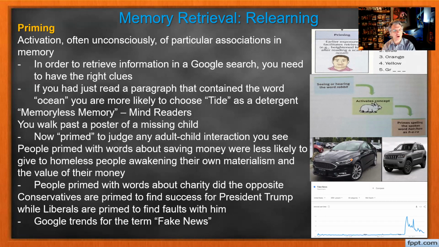If you just read a paragraph that contained the word ocean, then I said, here, choose a detergent, you're more likely to choose Tide because ocean's in your mind. This is sort of the memoryless memory that mind readers use to influence you to a particular thing. You walk past a poster of a missing child and now you're primed that any adult-child interaction you see, you don't become very trusting about.